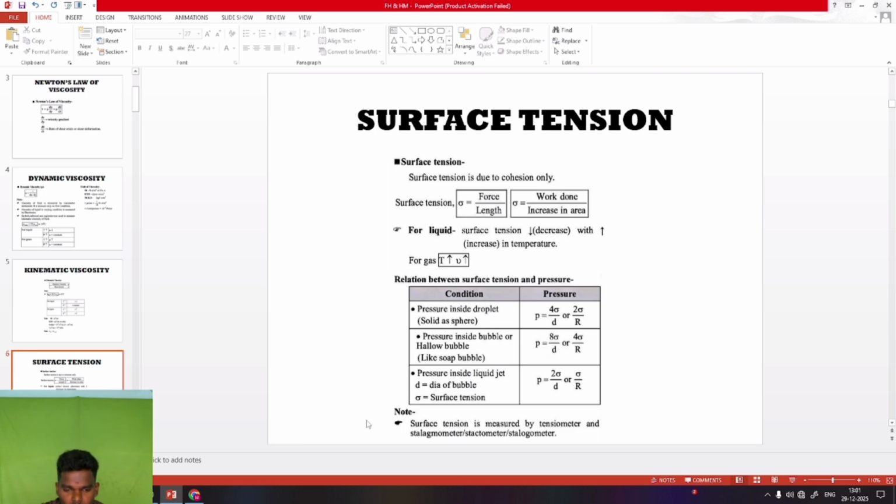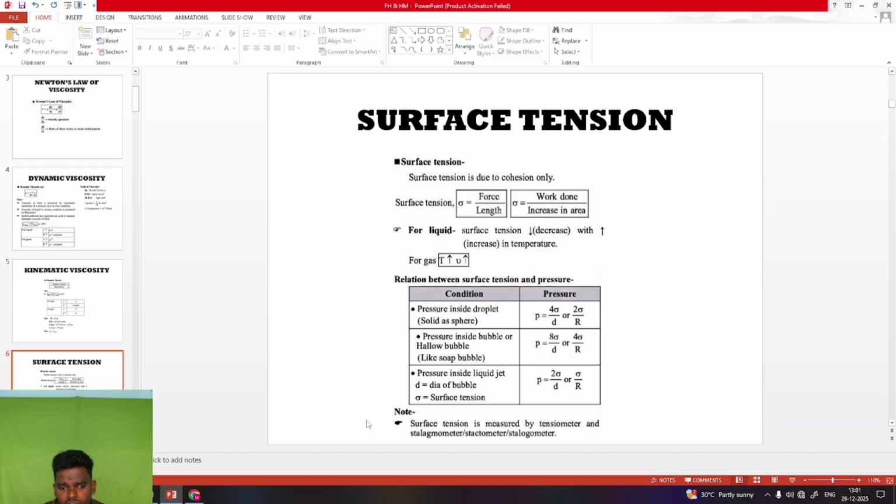Pressure inside a droplet: if the object is a solid sphere, the pressure P is equal to 4 sigma divided by D or 2 sigma divided by radius R. And pressure inside a hollow bubble like a soap bubble, the pressure P is equal to 8 sigma by D or 4 sigma by R.